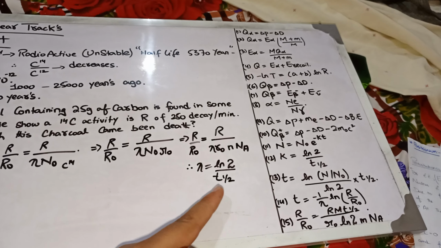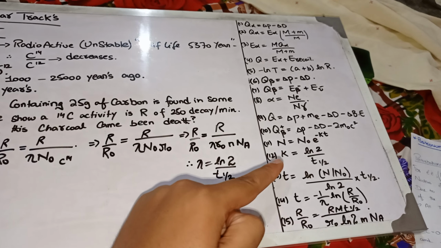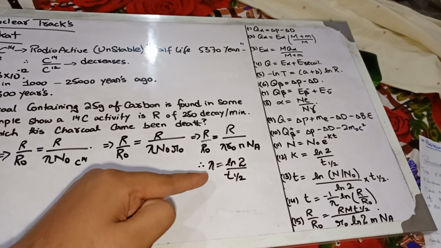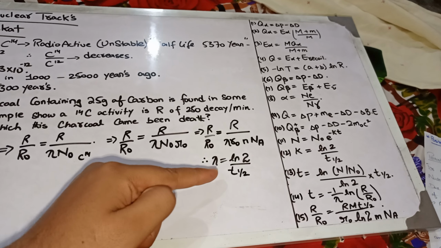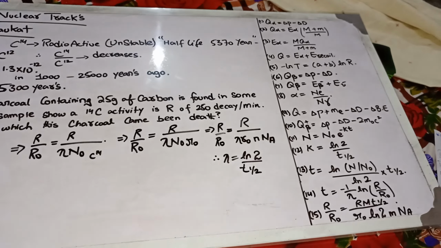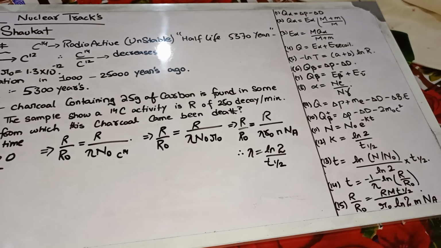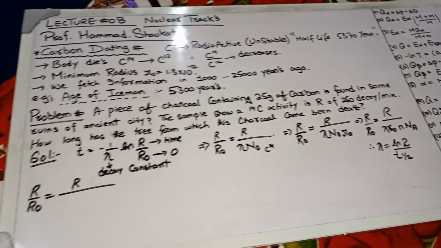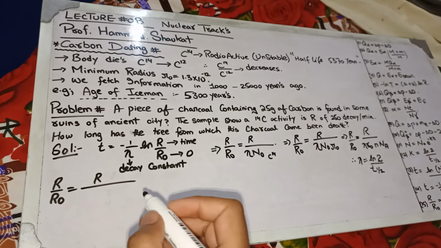Here I consider k as my decay constant. It's your choice, you can take any symbol for the decay constant, like lambda, k, or any n. Anything. So you know that the decay constant is equal to this. Now you have to put the value of the decay constant.